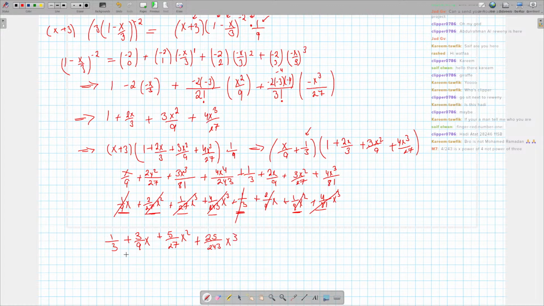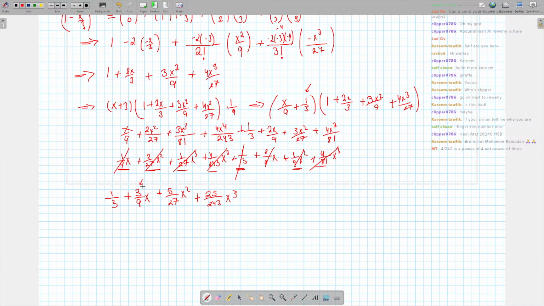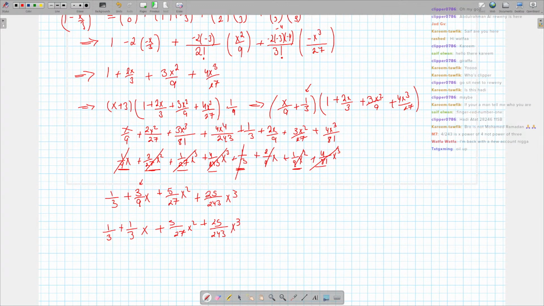Okay, is this your final answer? Technically yes, but you can put this in simplest form. So it's going to be 1 over 3 plus 1 over 3 x plus 5 over 27 x squared plus 25 over 243 x cubed. Any questions here? Let's see.